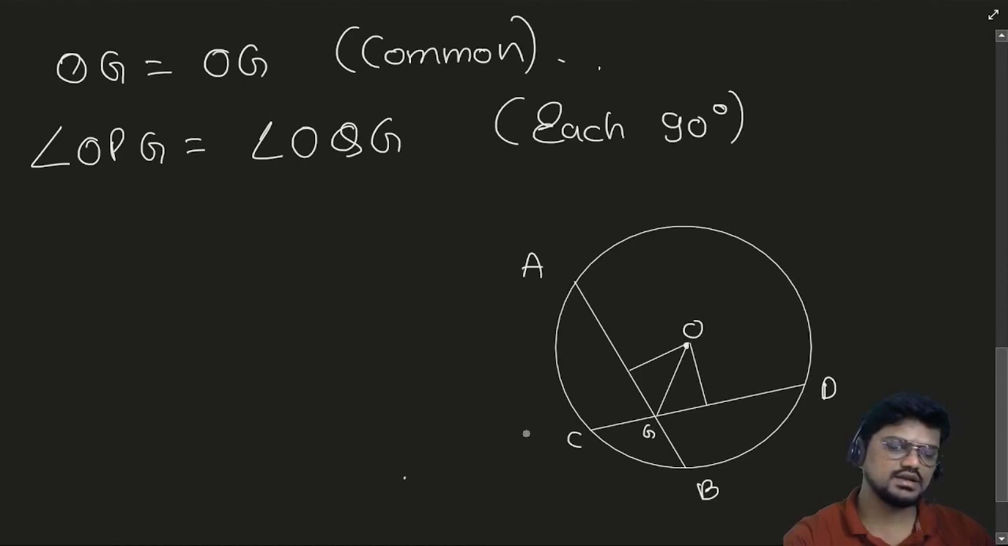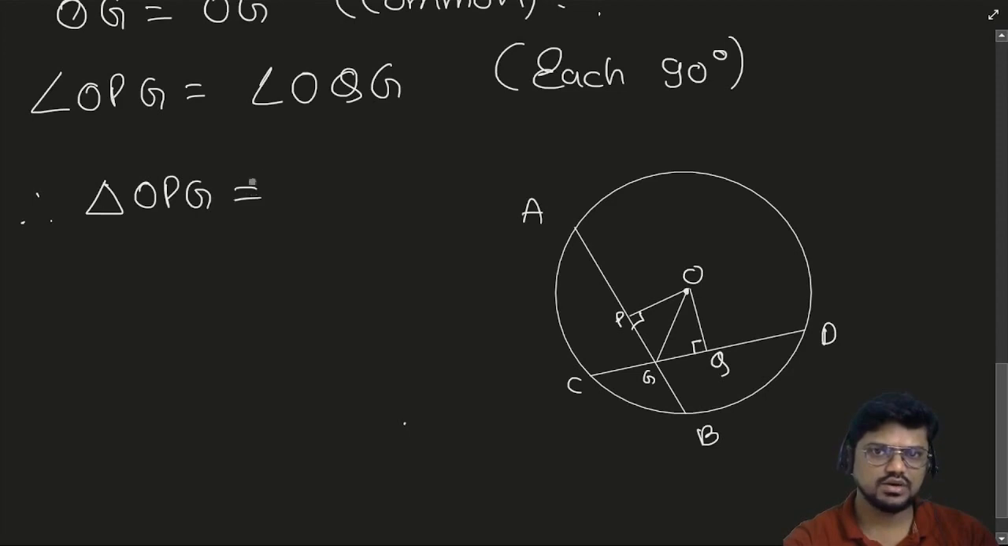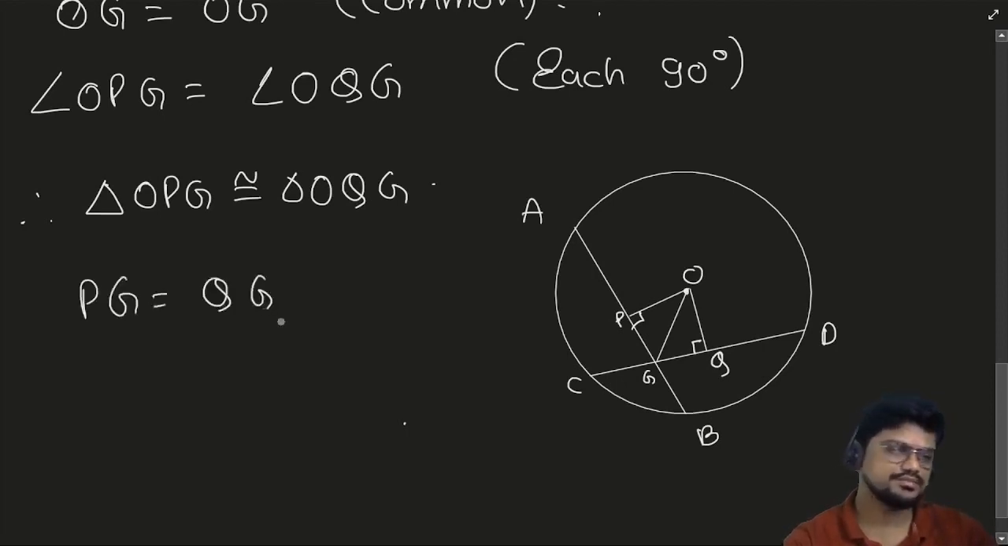If each is 90 degrees, then what can I say? That the two triangles are congruent. Therefore, triangle OPG is congruent to triangle OQG. Once it is congruent, then what can I say? PG is equal to QG. Why? By CPCT.